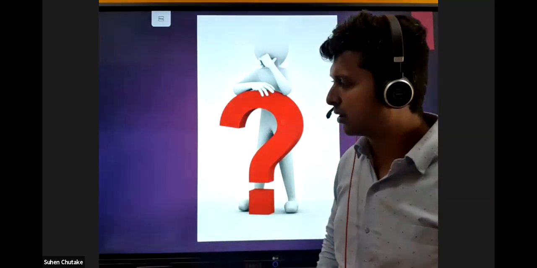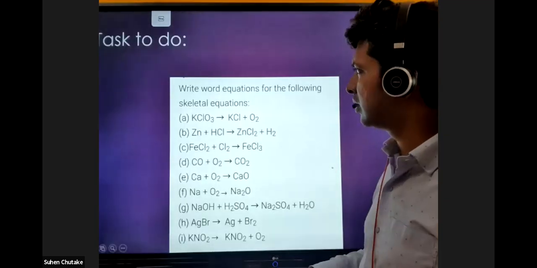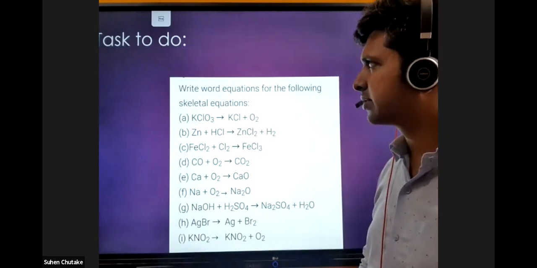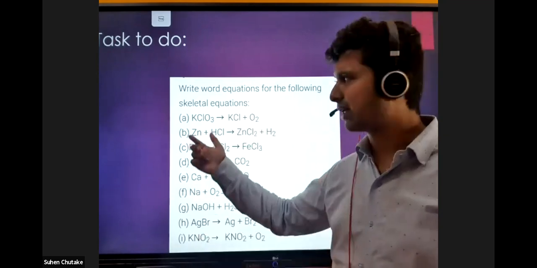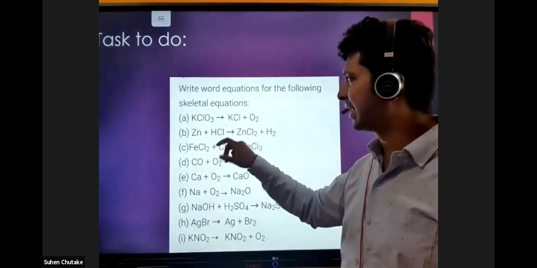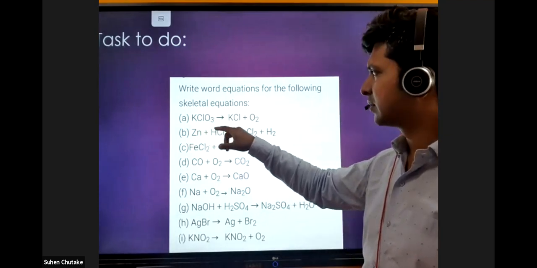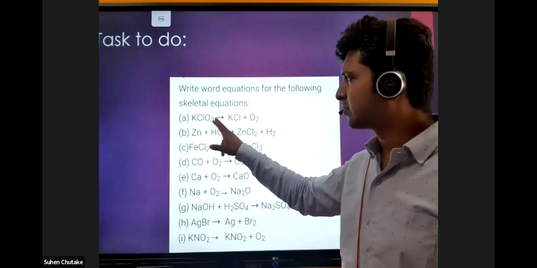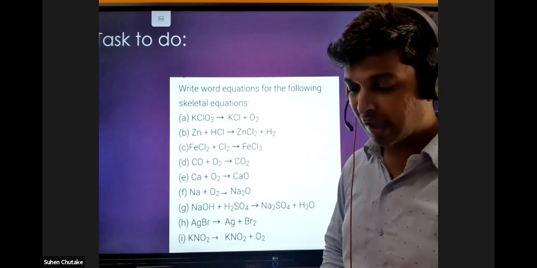So what you can do is take these equations. This is your homework. You have to write word equations for this, like potassium chlorate, and also you have to balance these chemical equations. So 2 moles of potassium chlorate will give you 2 KCl plus 3 O2. So potassium chlorate gives you potassium chloride plus oxygen. So word equations you'll have to write.